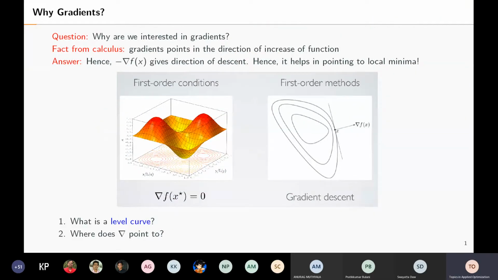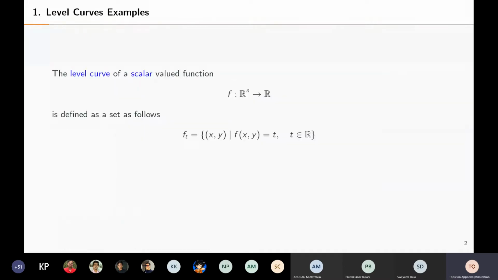So what are the things we want to know today is what is a level curve and where does the gradient point to. But well, gradient points in the direction of the increase, that is a fact that we have from the calculus. And how does gradient help in going to the minima? So first question is what is a level curve?